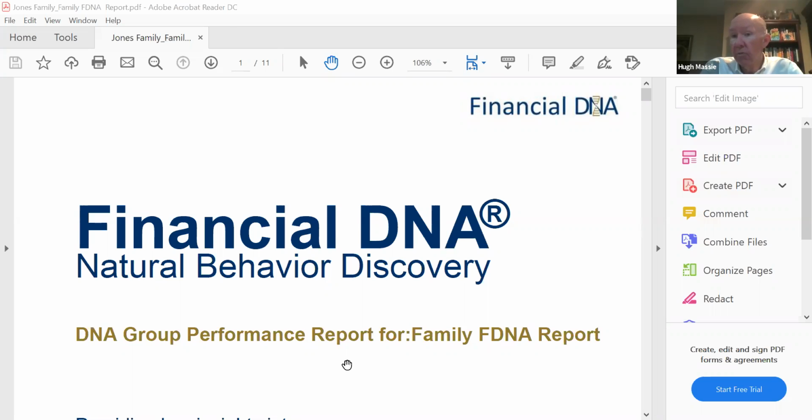And the objective of the group report is to highlight the differences that exist within a group. Typically with financial DNA, we use the group report in family settings. And so I'm going to take you through a family case study for the Jones family. This is a build on to the previous session that I did, walking you through the family facilitation process that we adopt. It starts with the individual reports, the comparison report, and builds up to the group report.